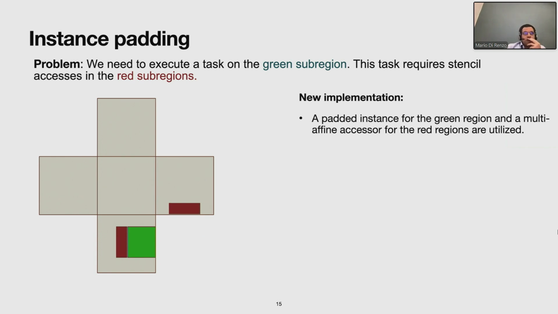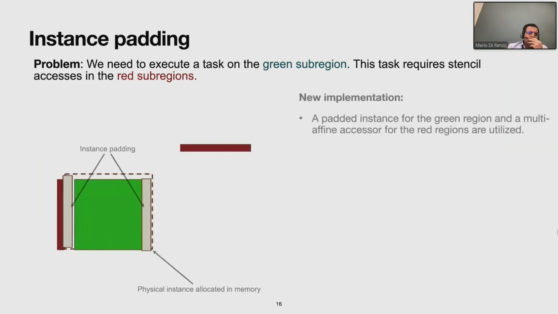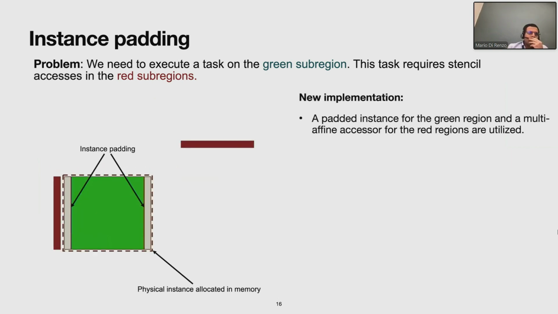Now, thanks to the implementation of the instance padding, we were able to significantly simplify the implementation of our tasks. And particularly, we did it by accessing the green subregion using an affine accessor, whereby we are putting a padding constraint on the green task, and accessing the red subregions using multi-affine accessors. Now, specifically, what we do is actually to ask the runtime to allocate some scratch space on the sides of the green block.